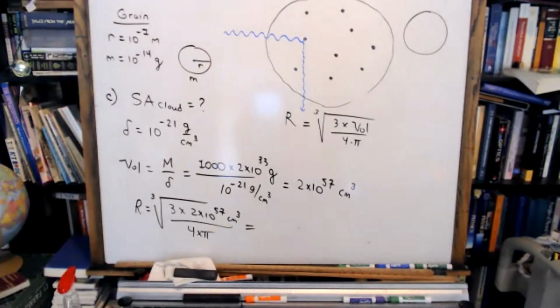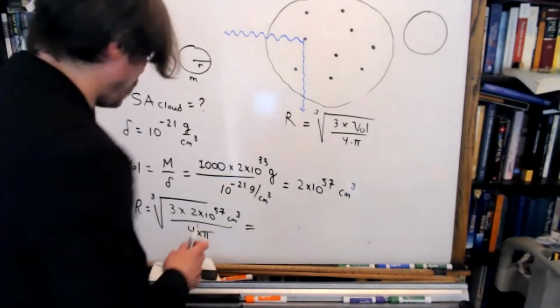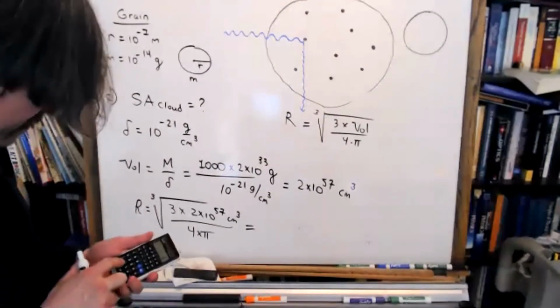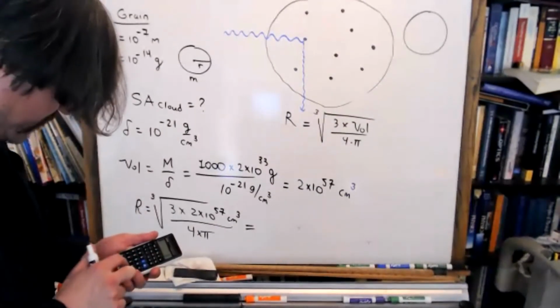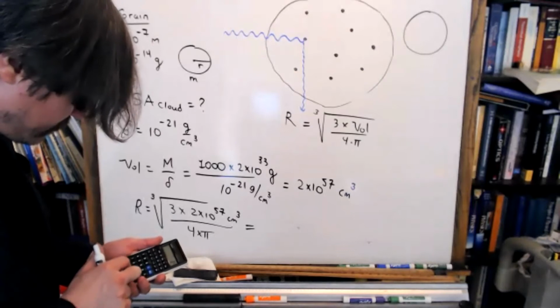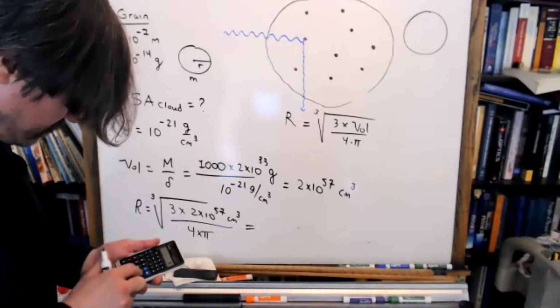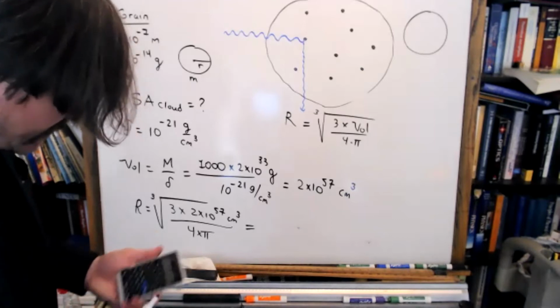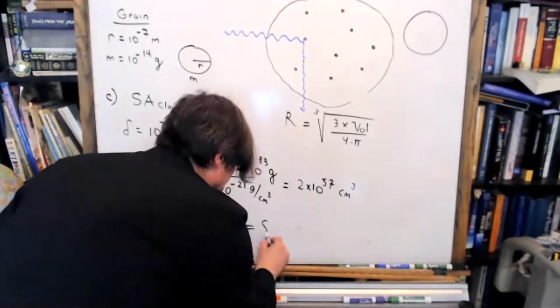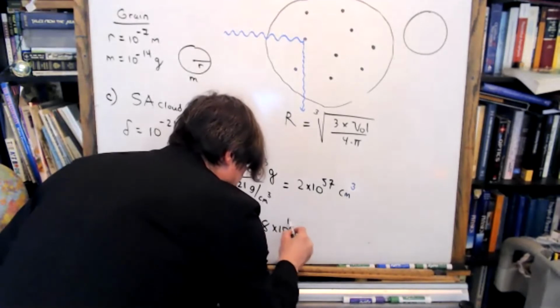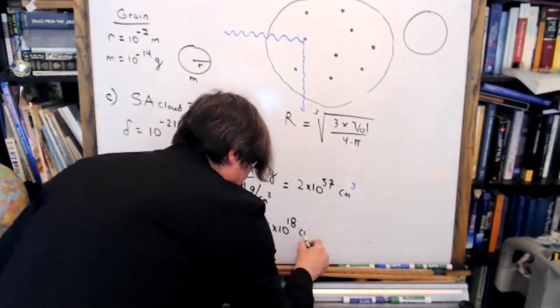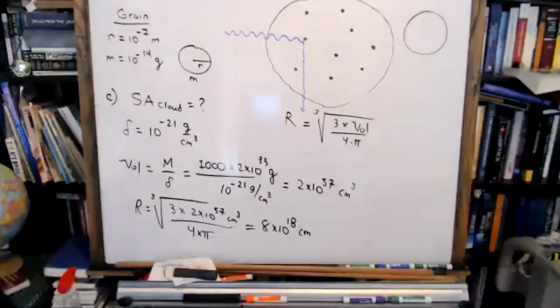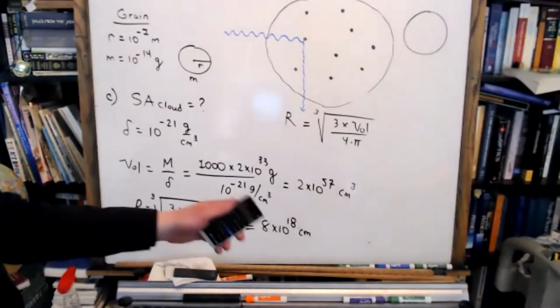Is it 8 times 10 to the 18th? Sounds plausible. Sounds very plausible. Let me fact check you. Yes. And units? Centimeters cubed? No, because we took the cube root of centimeters cubed, didn't we? That's right. So it's just centimeters.